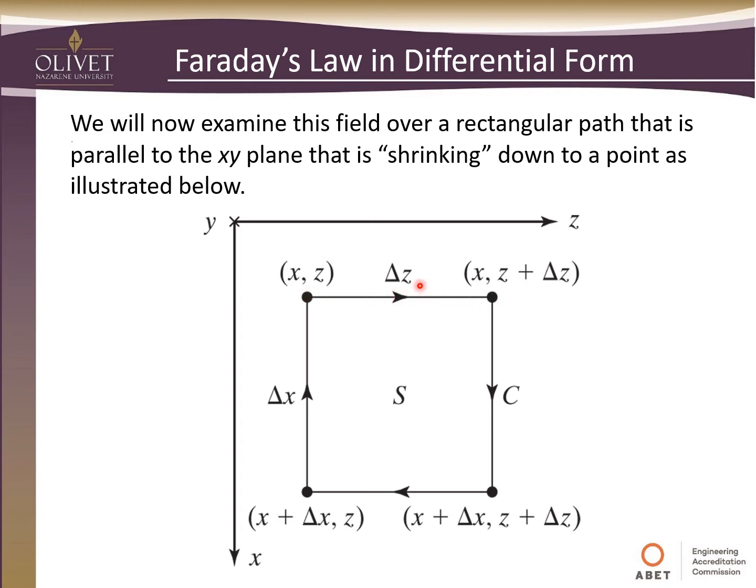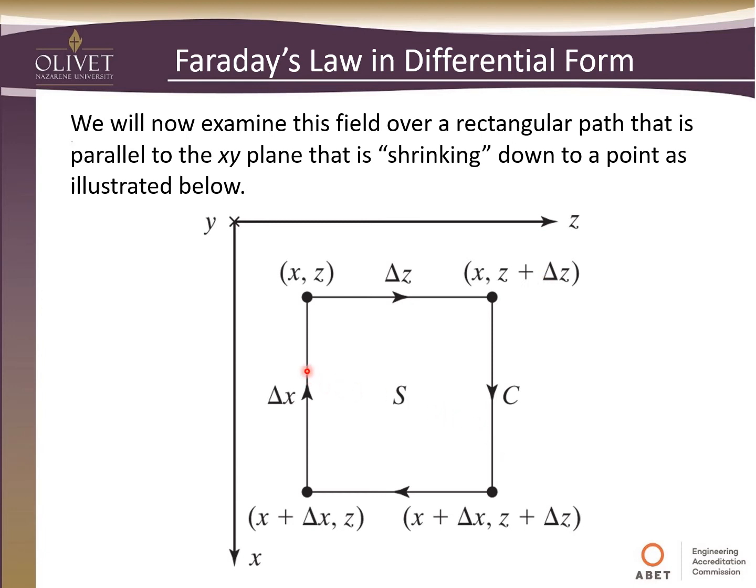As we move along this path, we'll have delta z. So z is the only thing that's varying. X stays the same, and so it's just from z to z plus delta z. Same thing down here, z to z plus delta z, still delta z just going in the other direction. Going up and down, our x is going to change, so we'll go from x to x plus delta x. That's our delta x total length, and the z doesn't vary on either one of these.